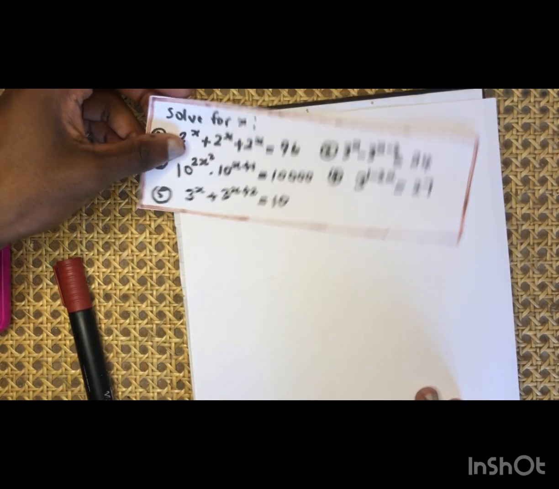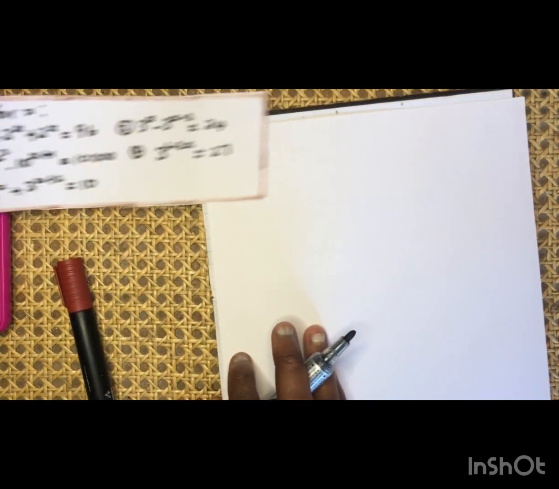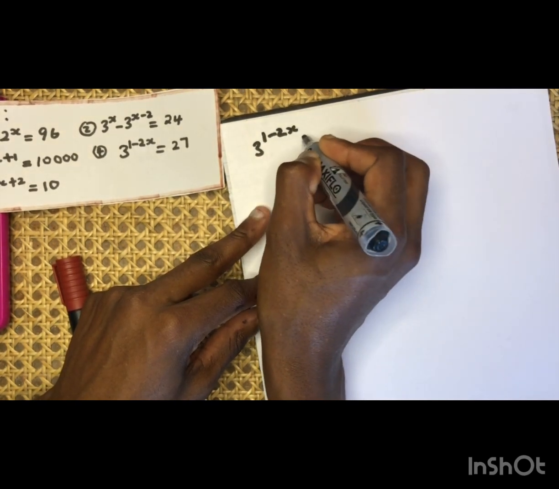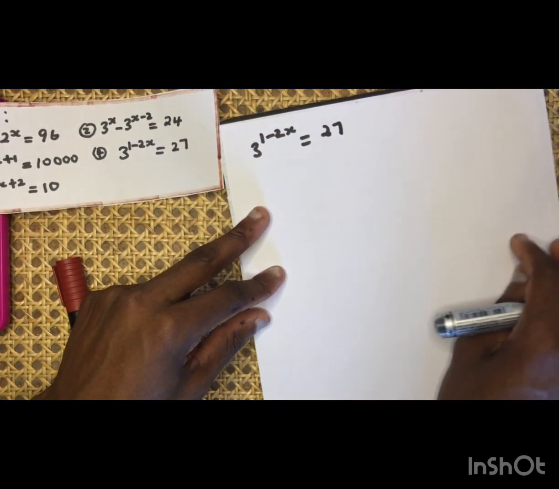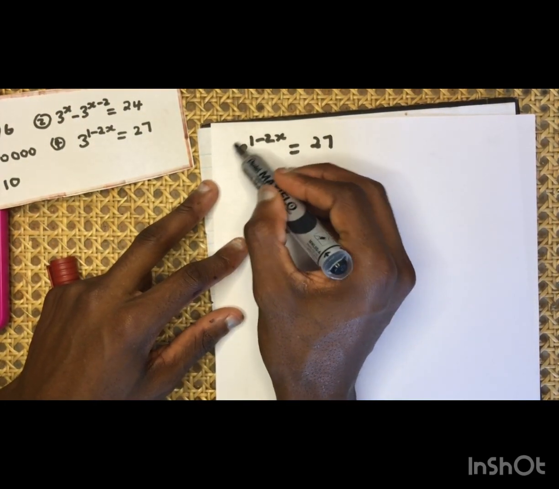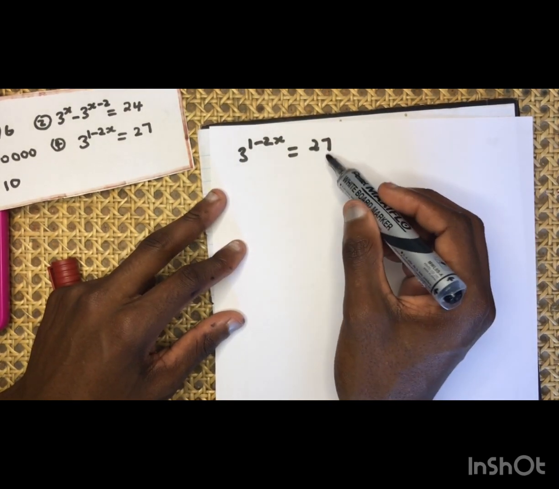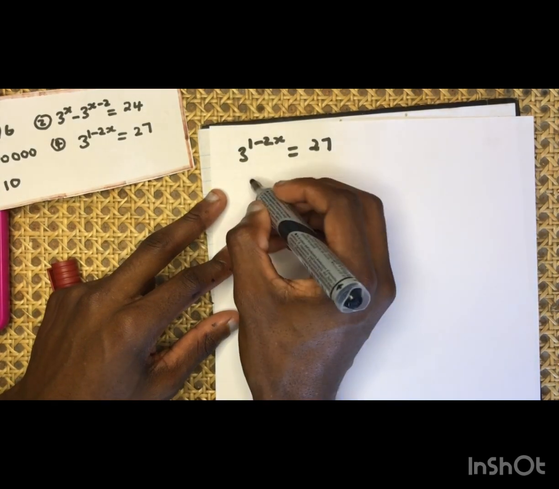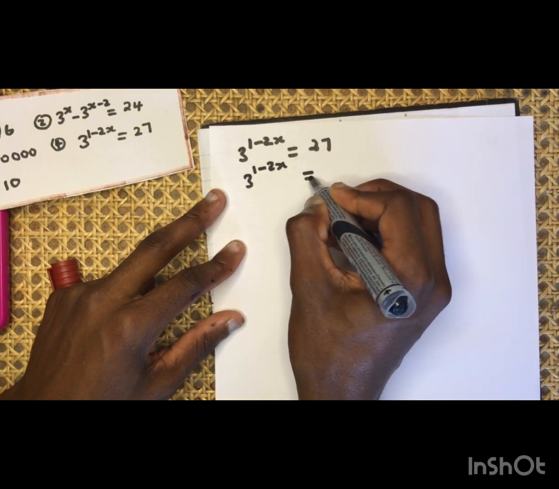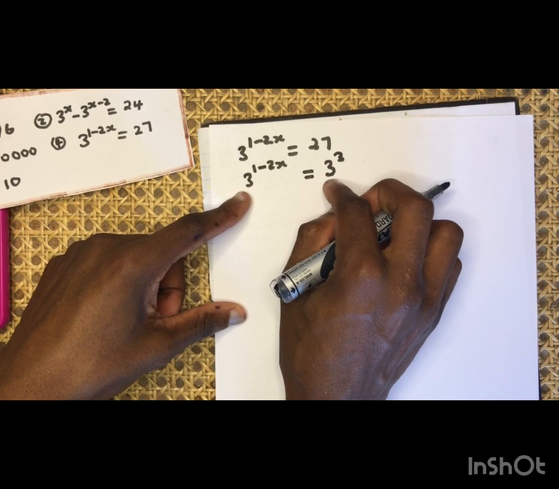So let's do number 4. Number 4 is very cheap. We are just playing here. So can you see that, guys? I'm solving for x again. I have exponents. Now 3 is already a prime base. So the aim is to make the prime bases the same. Let's change 27. So I'm going to have 3 to the power 1 minus 2x. We know that 27 is the same as 3 to the power 3. Now the bases are the same.